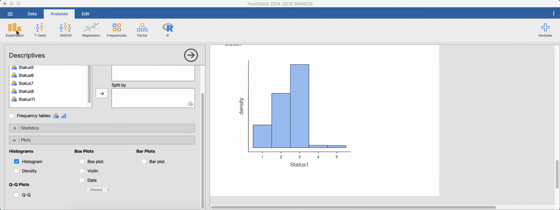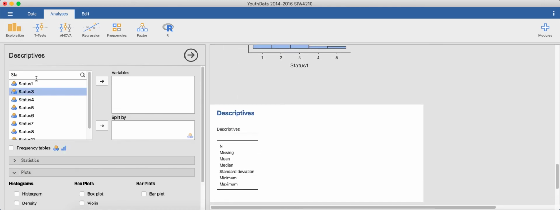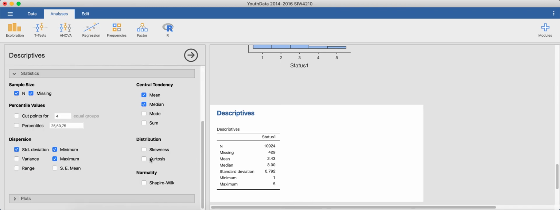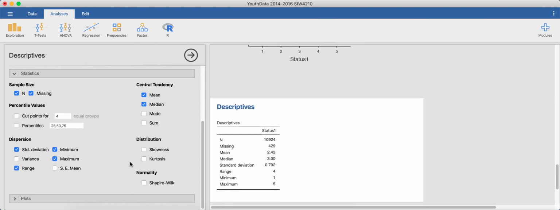We go for exploration and descriptives. And again, I have status 1 here, so I just put over that. And I go for statistics. And as you see, I have standard deviation, minimum and maximum, but I also want to include the range. Yeah, that's the one I need to include.